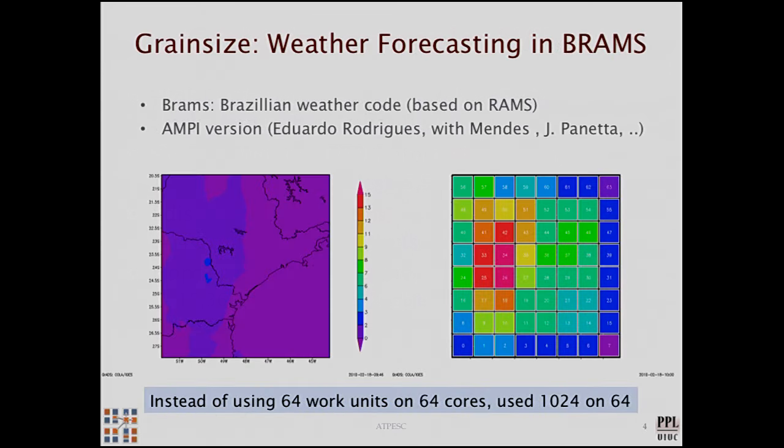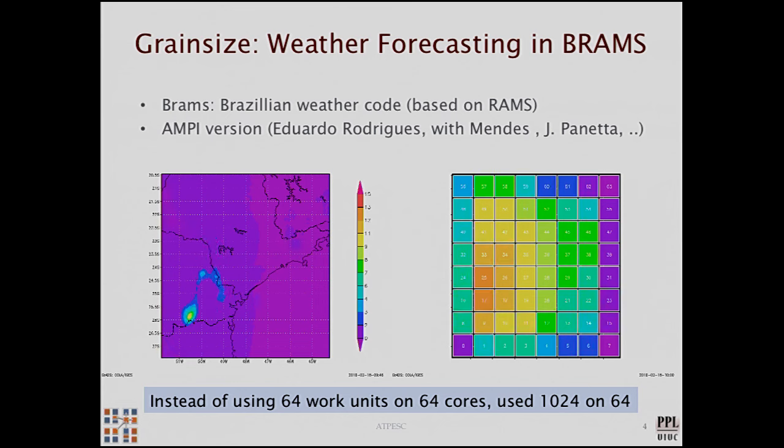Running a weather simulation code, 64 cores, 1,024 objects. That's enough to do load balancing. 16 objects on each processor, well, that's enough to say, oh, my percentage variation of load is such and such. Well, I can take 10% of the objects or 20% of the objects away, and I'm okay. All right? So usually, that ratio works fine.